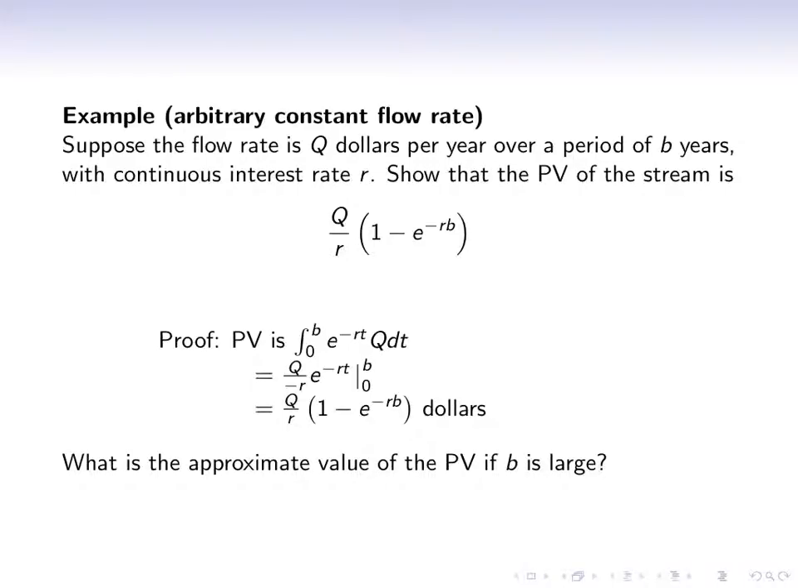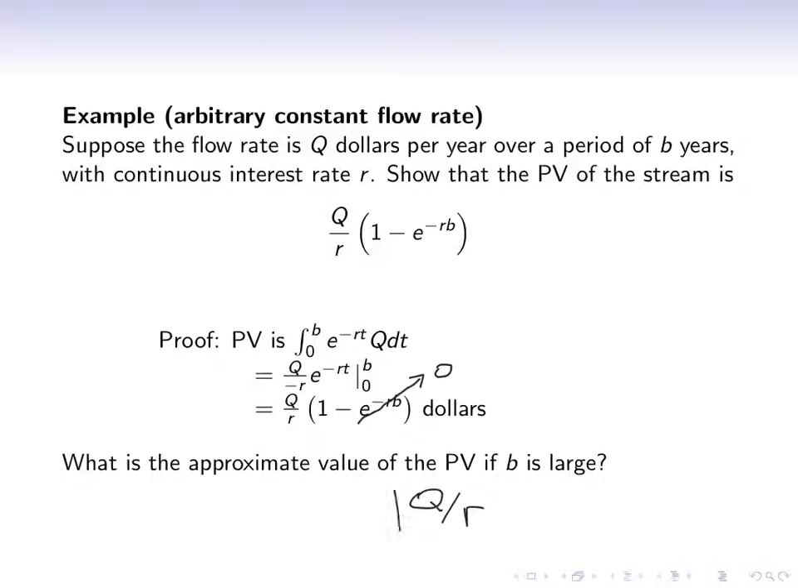The final question here is, what happens to this if B is relatively large? So what happens to this amount when B is large? Well, the e to the minus RB factor here will tend to 0. That's because it's e to the RB really in the denominator. So that goes to 0. So the limiting value is simply Q over R.